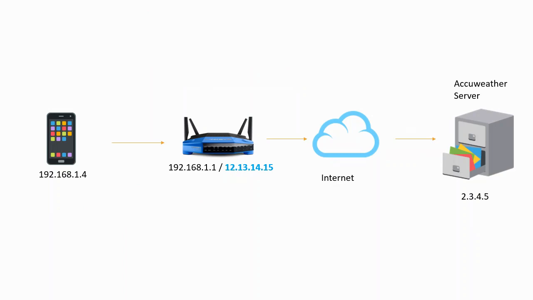Network address translation is simple, it's transparent, and it's automatic. Jane doesn't have to worry about all the private and public IP address stuff. The router uses this network address translation table and takes care of everything on its own.